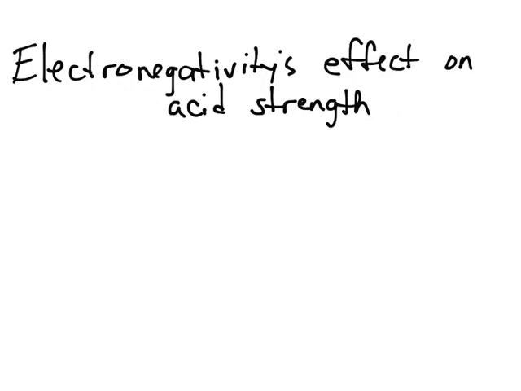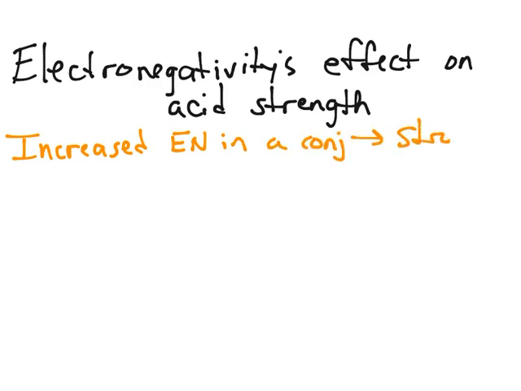Another effect that can lead to the acid being strong or weak is electronegativity. So our general rule here is that an increased electronegativity in a conjugate will yield a stronger acid or base, whatever you're talking about. But it's easier to think about acids in this case.